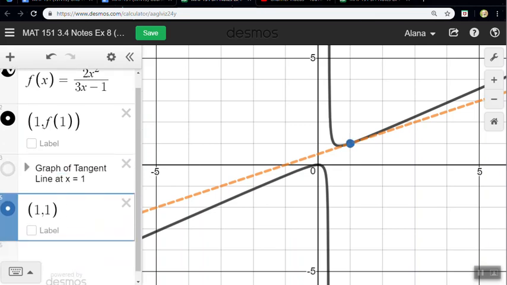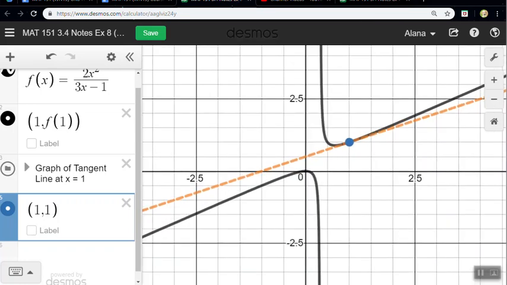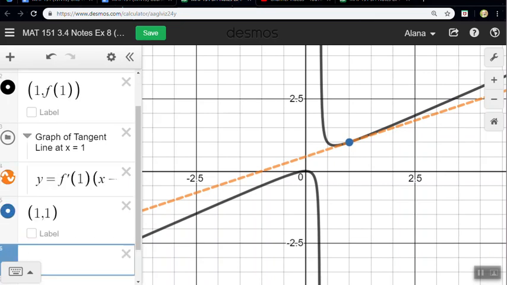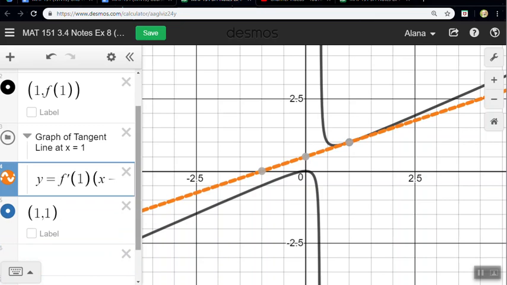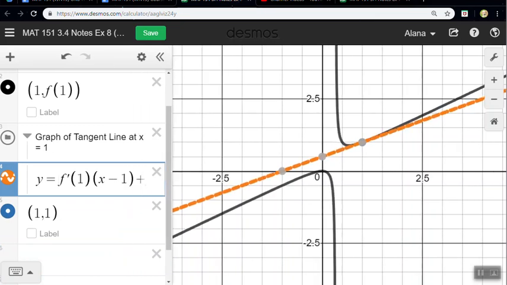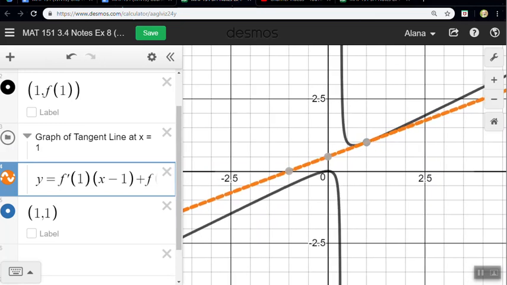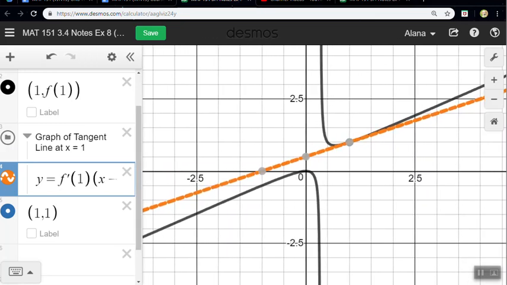And then I have graphed for us the tangent line so we can see that it touches just at that spot, nowhere else. I'm doing that by using the basic formula: f prime of 1, there's the slope, times x minus 1, and then I just add f of 1 to the other side. So it's point slope form slightly modified.